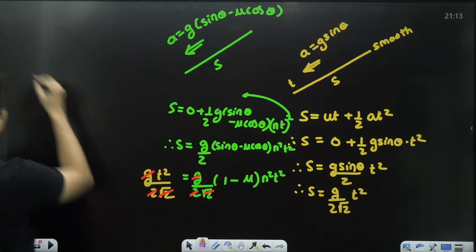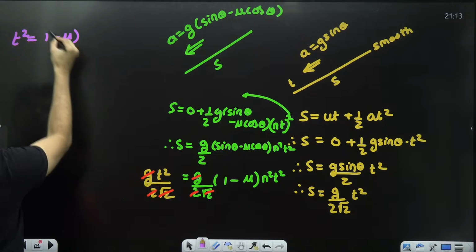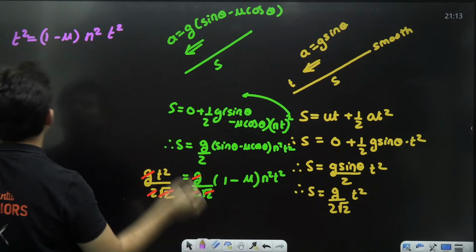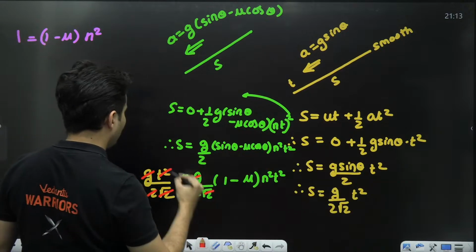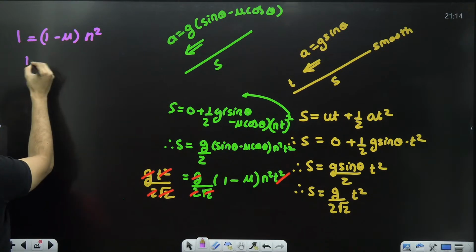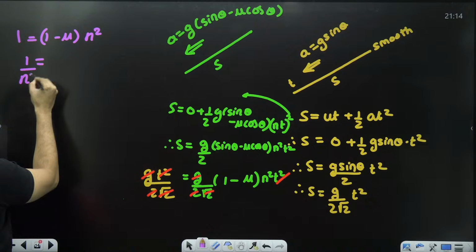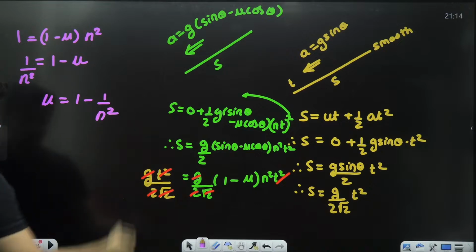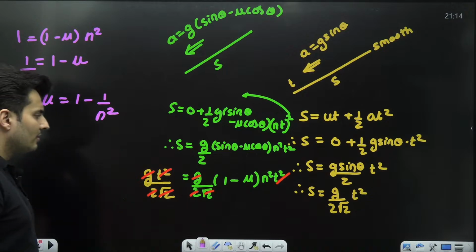observe carefully. Here I have t square and it is equal to 1 minus mu, and I have n square t square. Oh, even t square will just get cancelled. I need not even put t square over here. So this will just be 1, because even t square would have just got cancelled. Perfect, no issues. So now just move this around. So 1 is equal to, we just had to find out the value of mu, right? So 1 by n square is 1 minus mu, right? So that means mu will be 1 minus 1 by n square. So that's the answer, 1 minus 1 by n square. That is the value of the coefficient of friction.